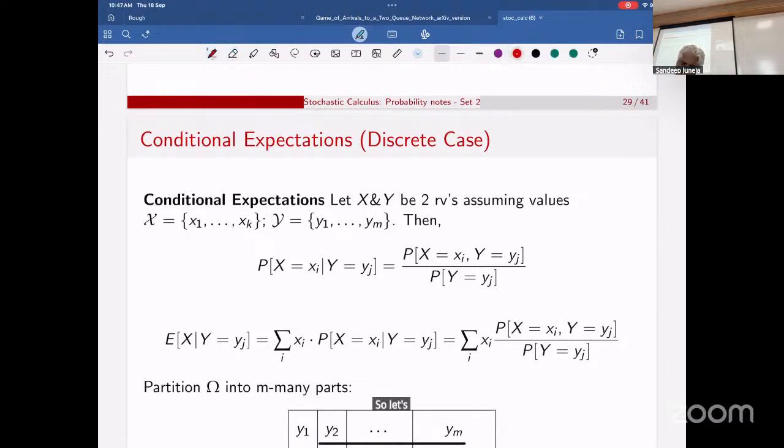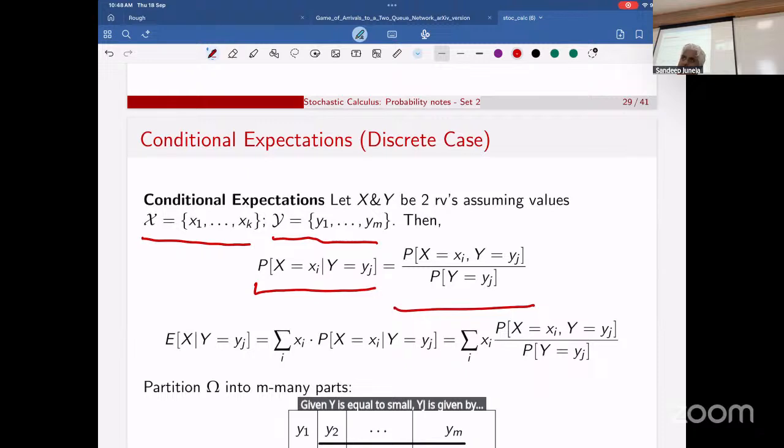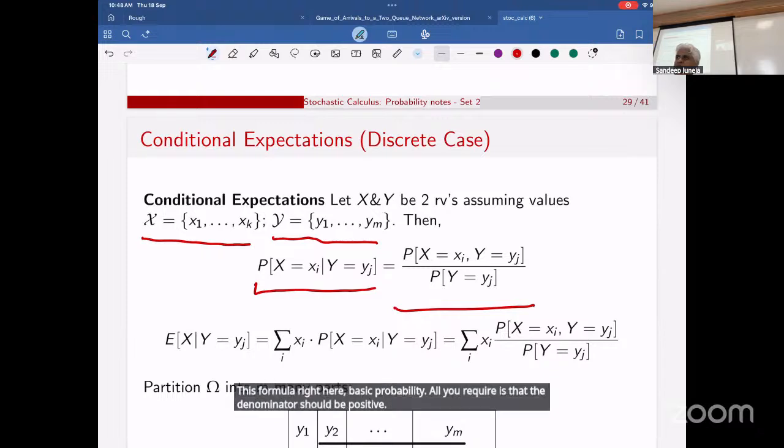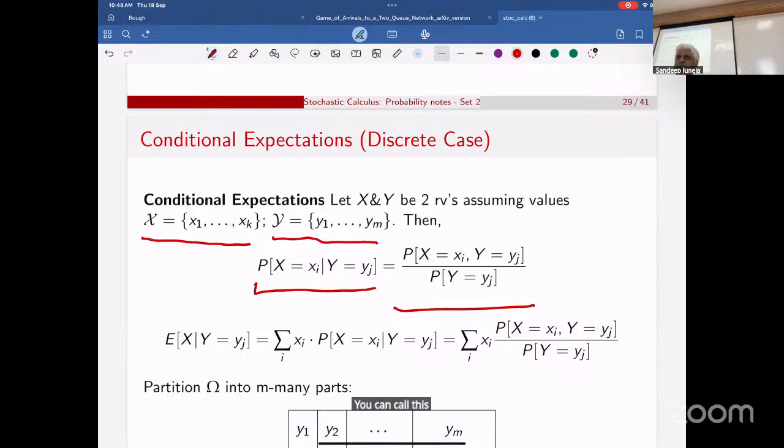So let's take an example in discrete settings. X is a random variable which takes values in this calligraphic X space, discretely many. Y takes values in this calligraphic Y space, discretely many. The probability that X is equal to small xi given Y is equal to small yj is given by this formula right here, basic probability. All you require is that the denominator should be positive. If the denominator is 0, the numerator is 0, it doesn't matter. You can call this conditional probability 0, makes no difference. You're just conditioning on a 0 probability event.